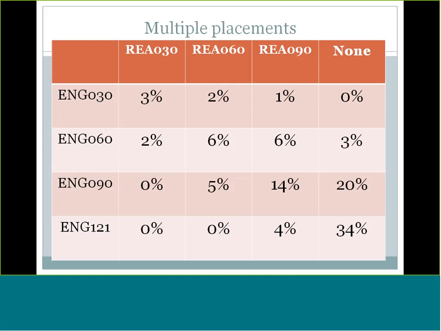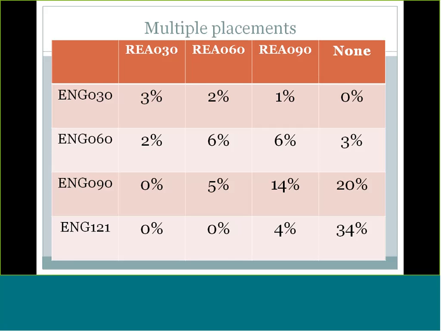What we found looking at our own data is that students have multiple placements. If you start in this top left corner, about 3% of our students who need English or reading placements need both the lowest level of English and the lowest level of reading. All the way down to that far right-hand bottom corner where you see the 34%, the English 121 is a test out of developmental English and no reading placement. So about a third of the students overall need no developmental education. This is of all of our students who place into Dev, they've got no placements anywhere.